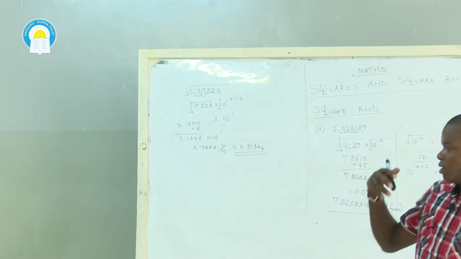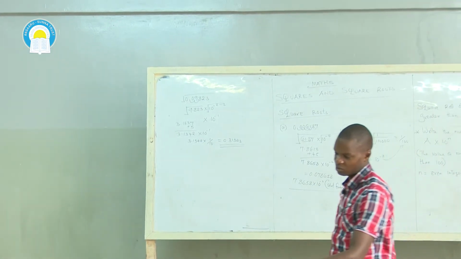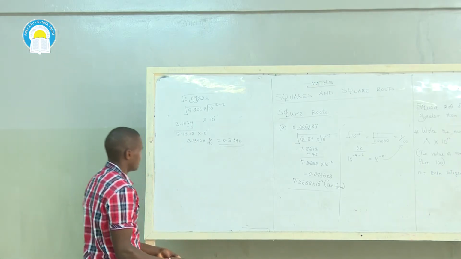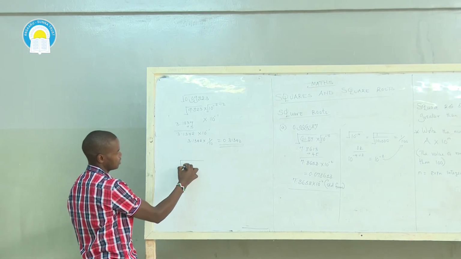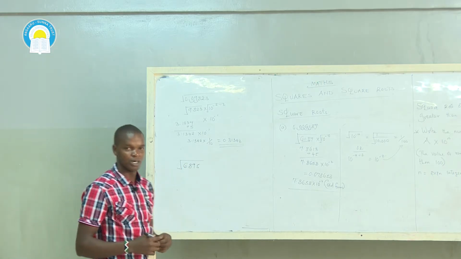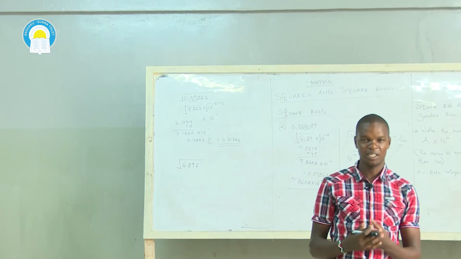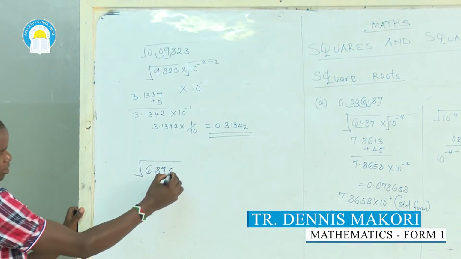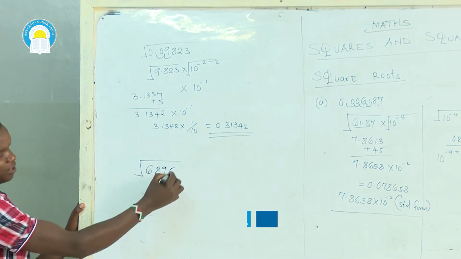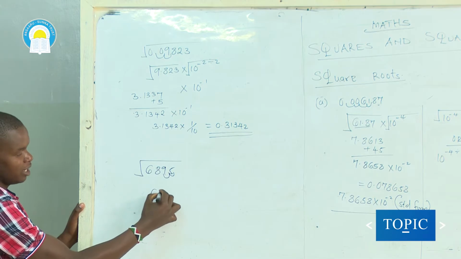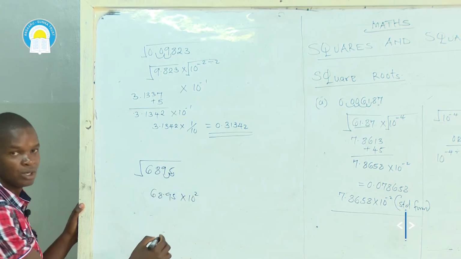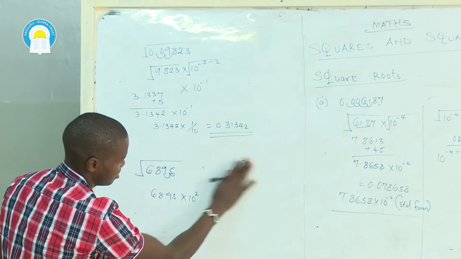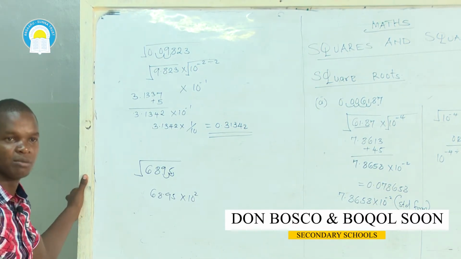Now, next let us see how to find the square root of numbers which are greater than 100. For example, I want to find the square root of 6,895. Write this number in the form a times 10 power n, and n must be an even integer. We assume that the decimal point is at the end of 5. So the answer is 68.95 times 10 power 2. There is no way this can be 6.895 times 10 power 3 because 3 is odd. So we use 68.95 times 10 power 2.